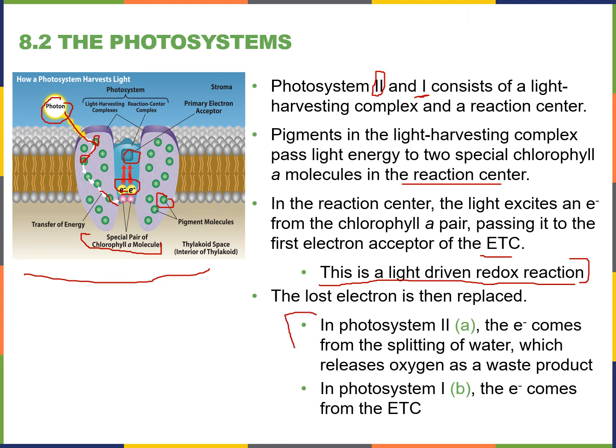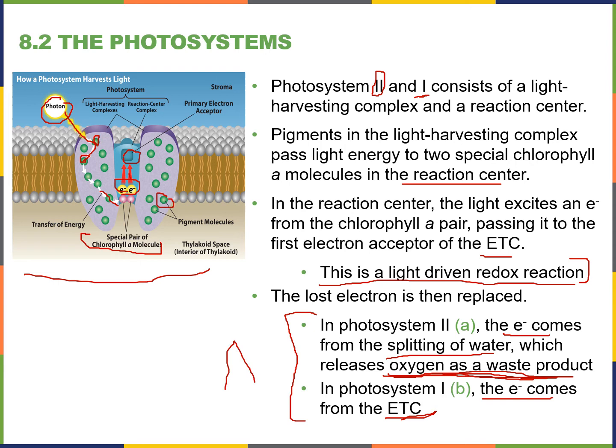And down here, we're going to talk about what happens to the electrons in photosystem 2 and photosystem 1. So in photosystem 2, the electron comes from the splitting of water, which releases oxygen as a waste product. Again, that's really important to know with photosynthesis as a whole, that oxygen is a waste product. In photosystem 1, the electron comes from the electron transport chain.